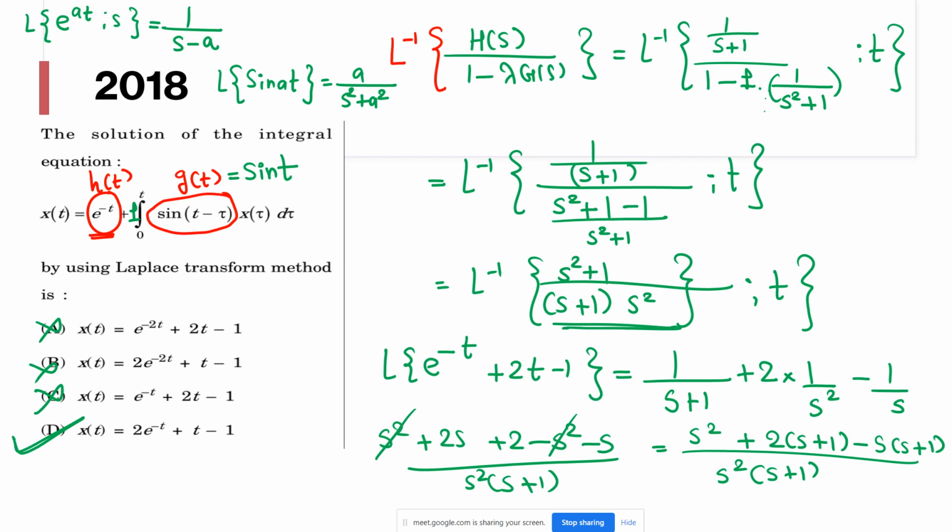So this is a 2018 MHSET question. They have asked to find out the solution of the integral equation by using Laplace transform. Right? So it is a kind of a big question.